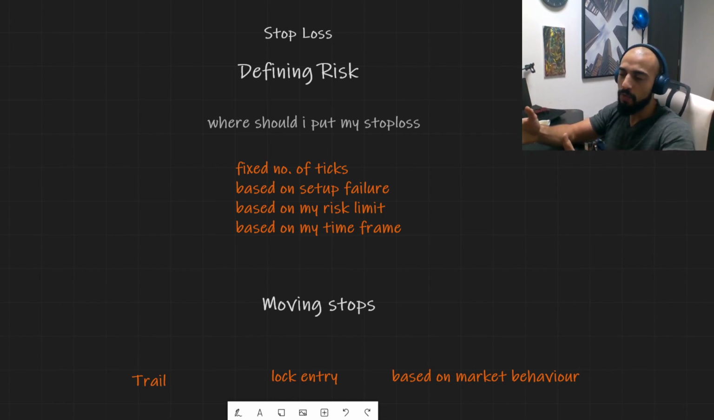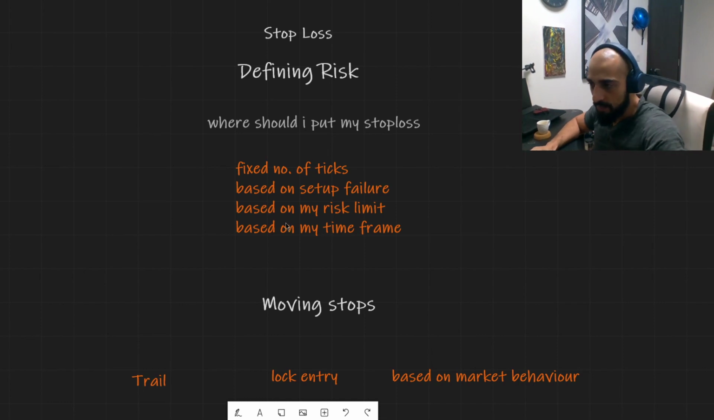Once we have those in place, where should I put my stop loss? Every trader answers this question based on their own understanding or on what they want from the market, but let's follow the logic here.